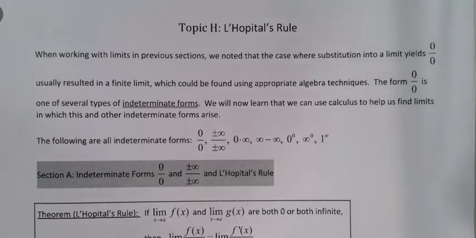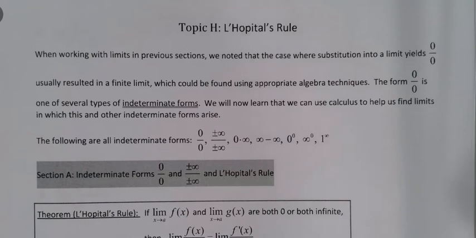This is the last unit of Unit 3, or the last part of Unit 3. We're on Topic H, talking about L'Hopital's rule. This is going to take us back to thinking about limits again, which we haven't done a lot of recently. We've been concentrating mostly on derivatives for the past couple of units.